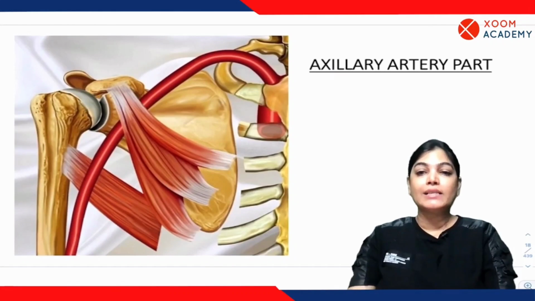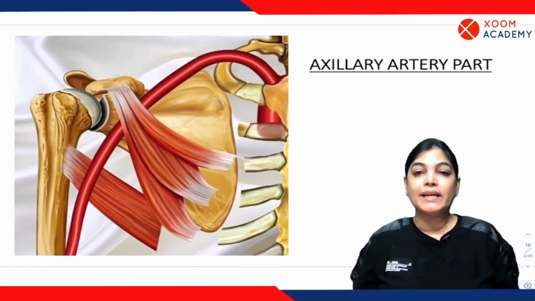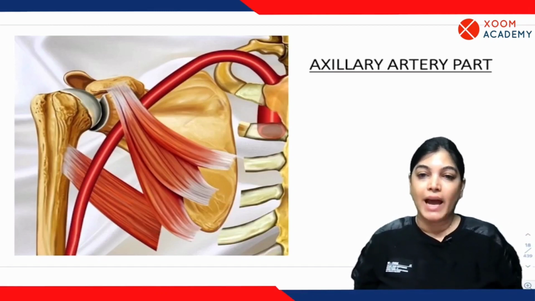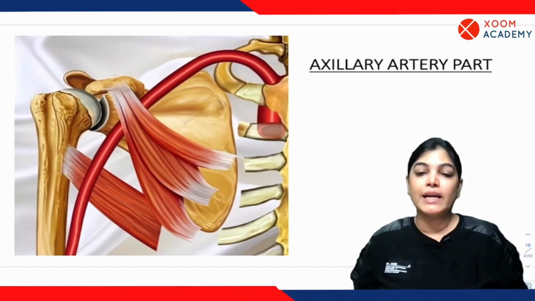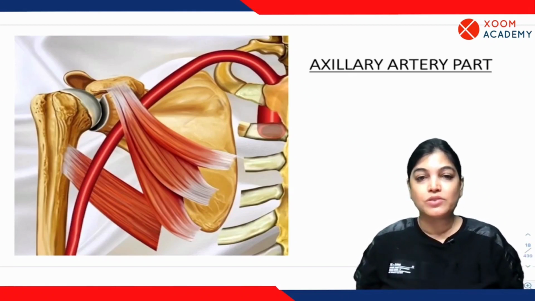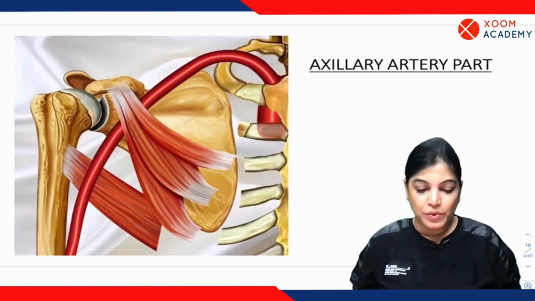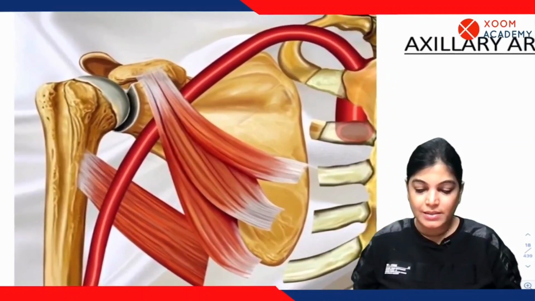The pectoralis minor muscle is designated as the key muscle of the axilla. What is the reason it is called the key muscle of the axilla? Because it divides the axillary artery into three parts. So firstly, let's talk about the extent. For that, I would like to show you the enlarged view. So let me just enlarge this image.